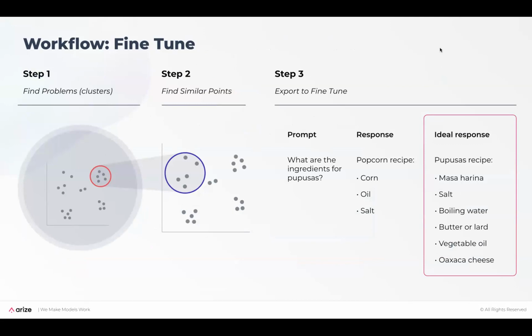We can take in your data, look at your responses, see which ones are performing well and which ones are not, and identify problematic clusters or patterns in your data. We can then find similar points to those, and now you have a data set that you can export from Arise and use in fine tuning. So you can be confident that when you're spending all this time and money on fine tuning, it's going to hopefully yield much better results because you have singled out the responses that need some work.